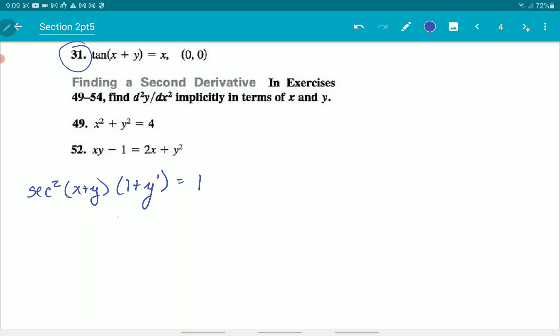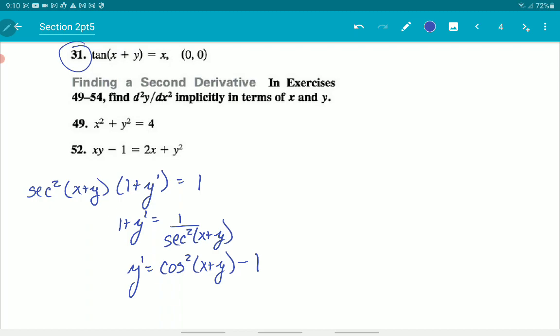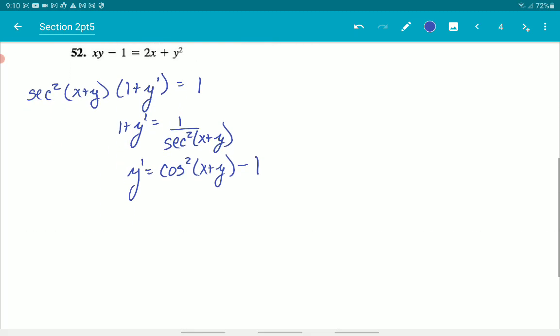Goal is to solve for y prime. So I'm going to divide both sides by the secant squared. So y prime is equal to 1 over secant squared, which is the same thing as cosine squared, minus 1. So there's our derivative. Now they're asking us to evaluate the derivative at 0, 0.